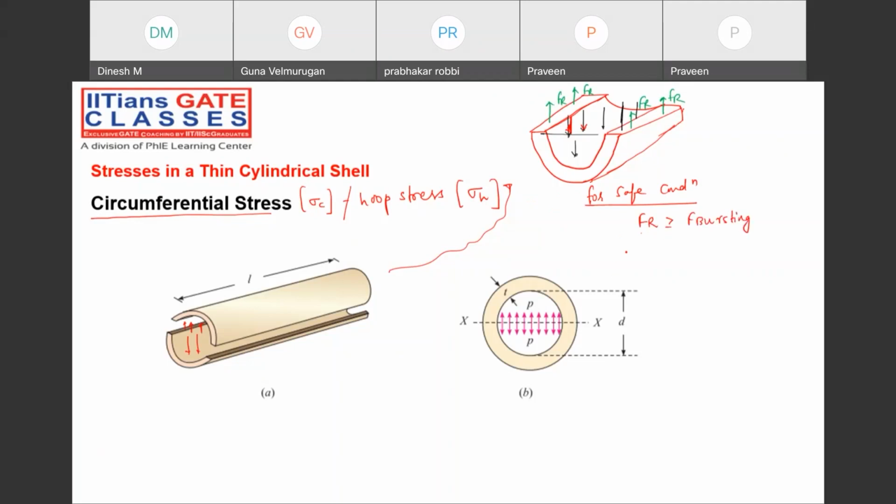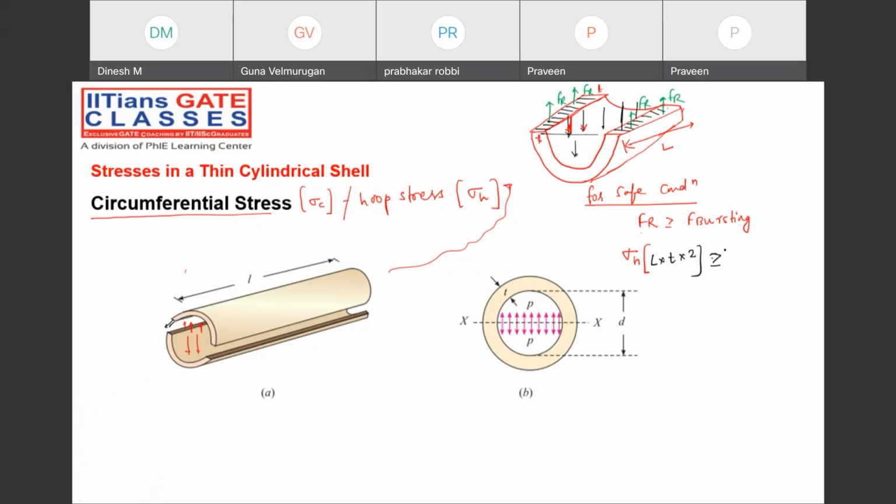Who will be resisting? Hoop stress. And how is it acting? Sigma H into L into thickness. Check it out. In that portion only, wherever the material is there, the resistance will be there, right? In a hollow cylinder to store the fluids, whenever the material is there, then only we can have the resisting force. But where material is not there, how can resistance be offered? Sigma H into L into T, but it is 2 times. Here, this is the portion of the resisting, this is the portion of the resisting. That will be equal to the bursting force.